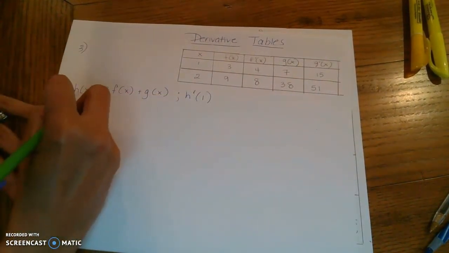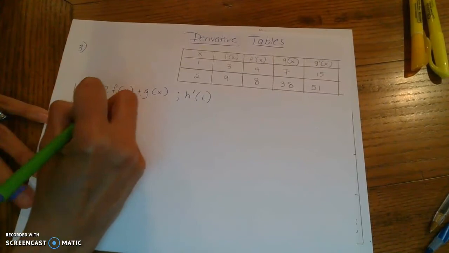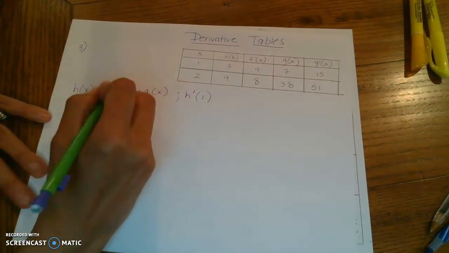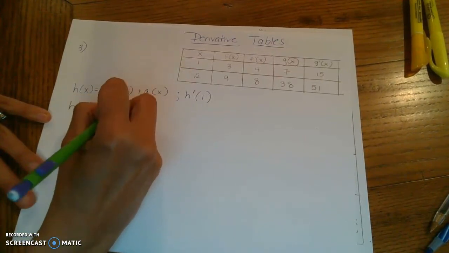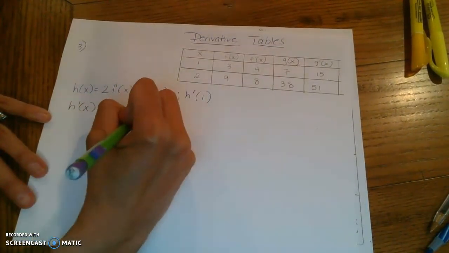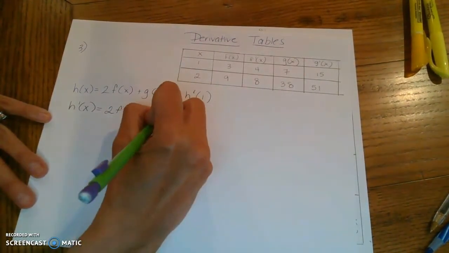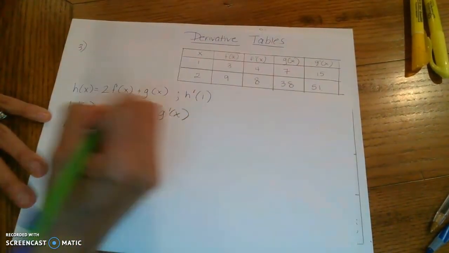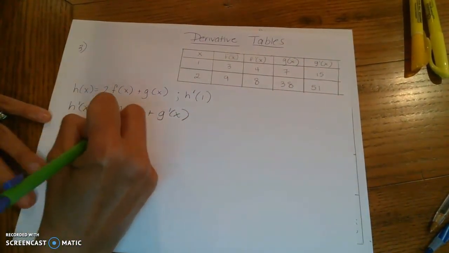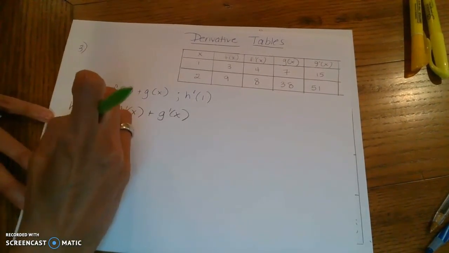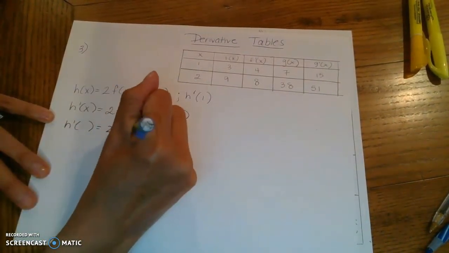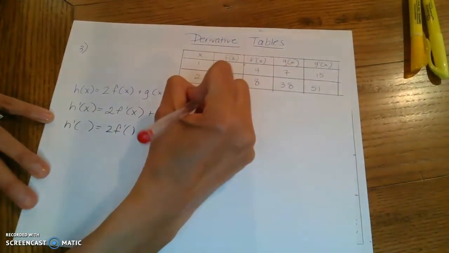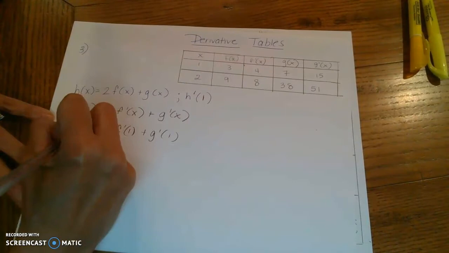So when I take the derivative of h, this is just a constant multiple rule. That doesn't change, that stays 2. Well, what's the derivative of f of x? Well, we know it's f prime of x. And then what's the derivative of g of x? That's g prime of x. So now we did it. We took the derivative. We just want to evaluate it for wherever I see x. I'm going to take x out, and I'm going to replace that x with the one that they want me to evaluate it at.